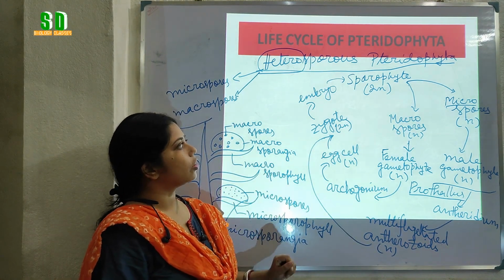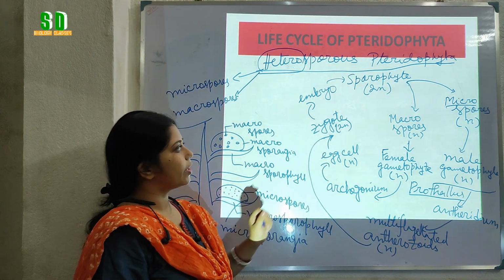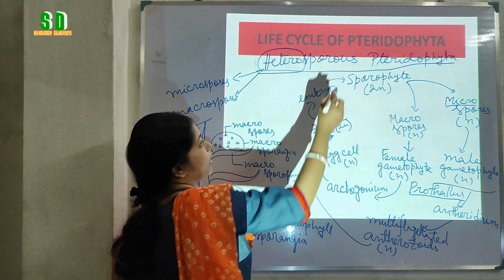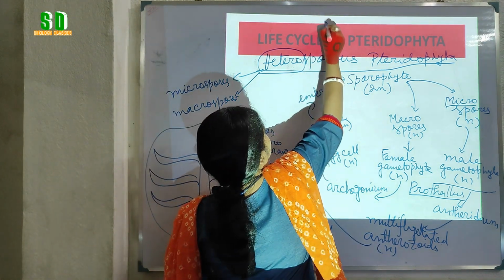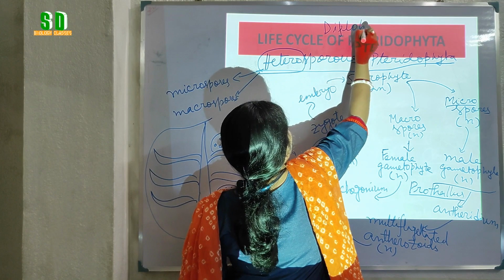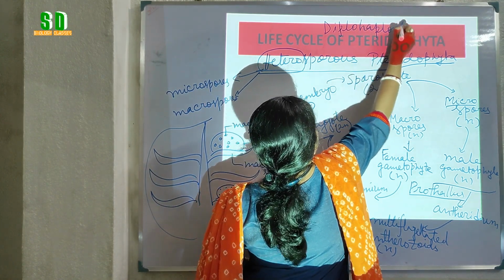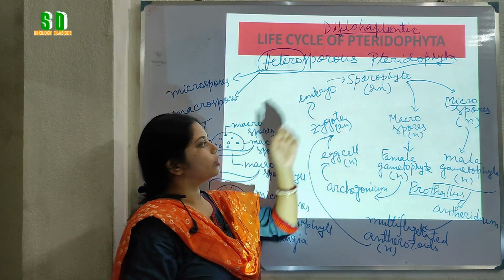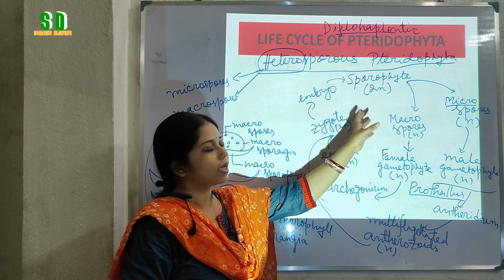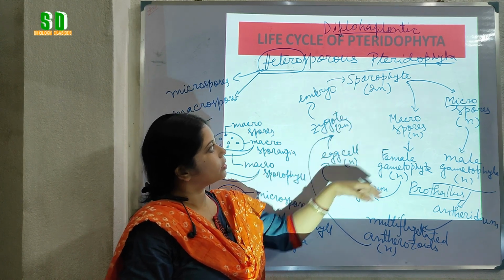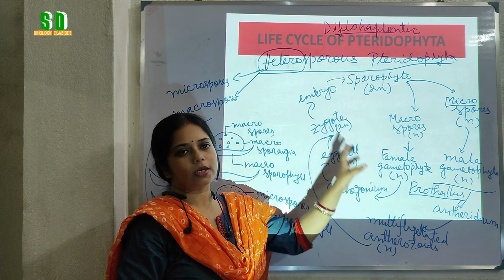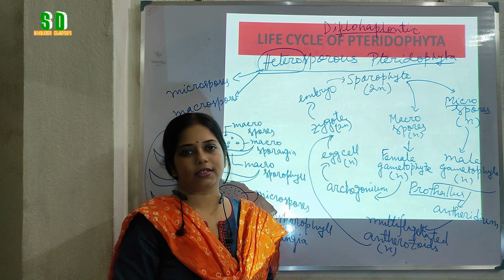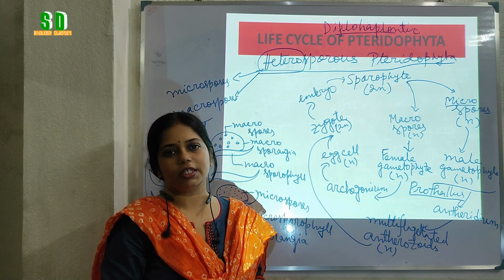So this is the life cycle of the heterosporous type of pteridophyta, where also we can see the alternation of generation, and the life cycle of pteridophyta is diplohaplontic. So why diplohaplontic life cycle? Because the dominating phase is the diploid phase, that is the sporophytic phase, and later on we can see the haplontic phase. That's why it is called the diplohaplontic type of life cycle. So here we have discussed the life cycle in the pteridophyta.